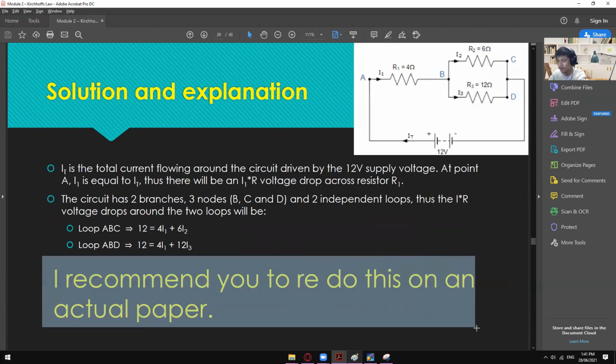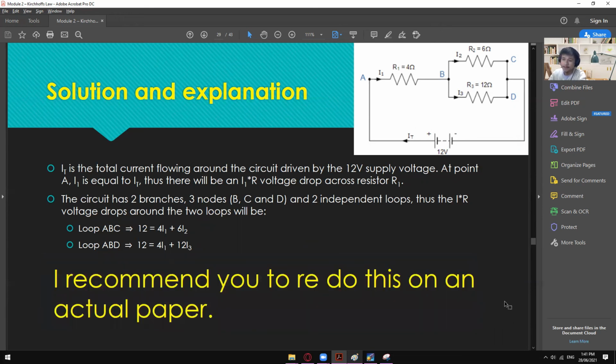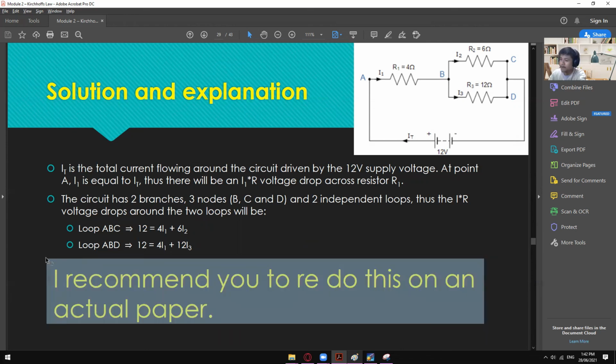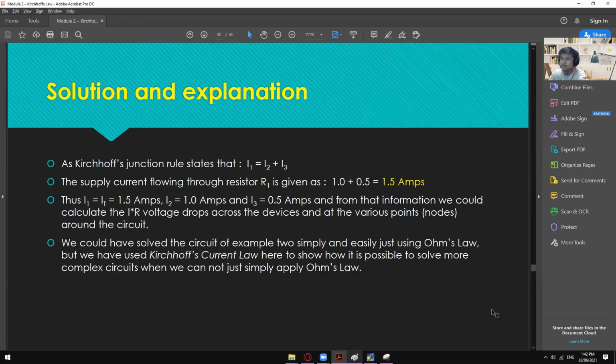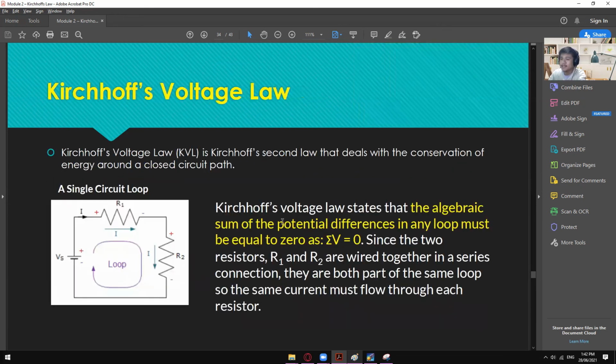That's why this one is very big. I highly recommend you redo this one using actual paper. And if you still cannot understand anything, feel free to message me so that I can give you more advice, and maybe more references on how to solve using Kirchhoff's law. So that's it for this example right here.